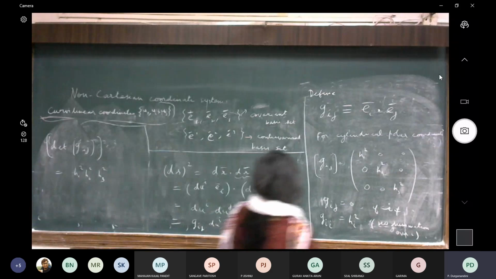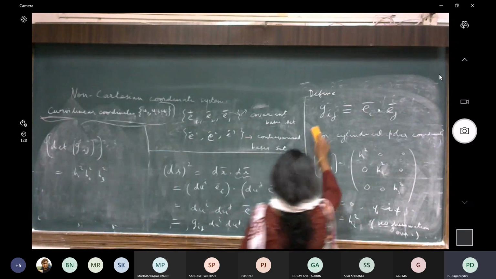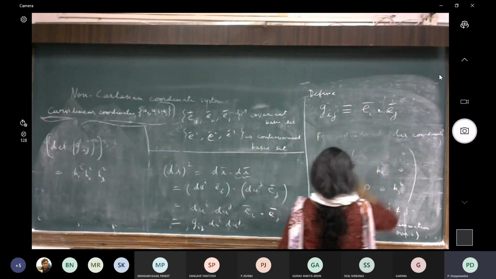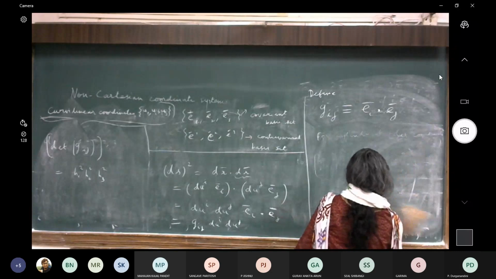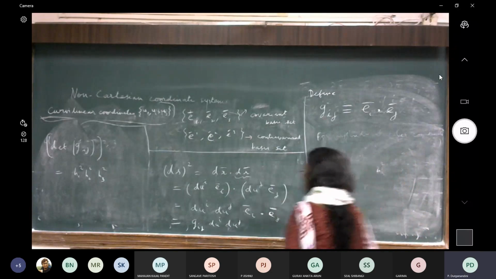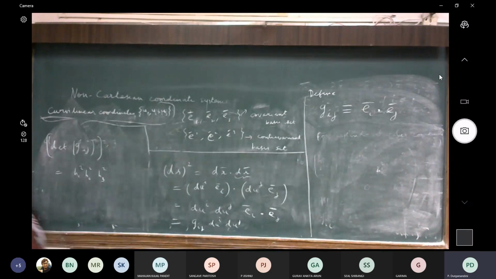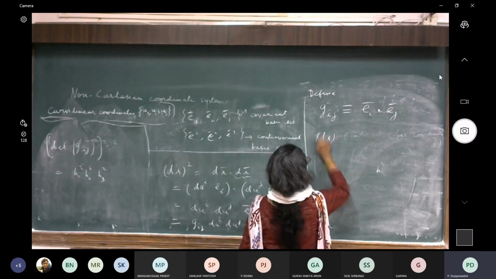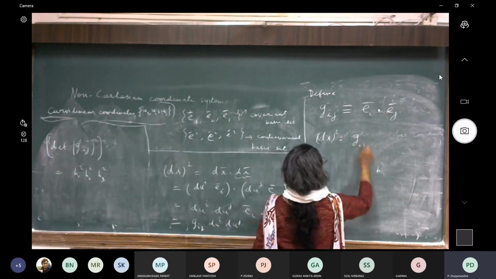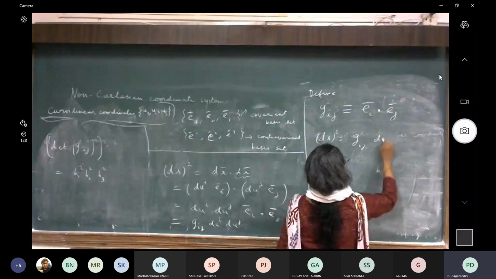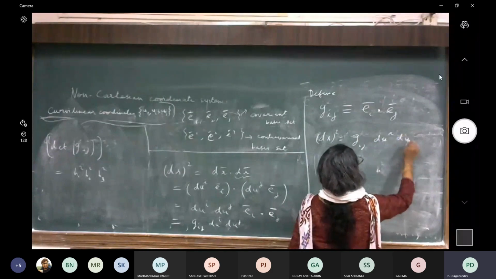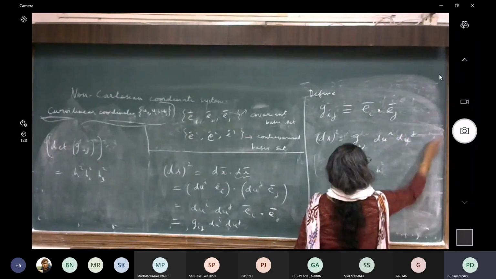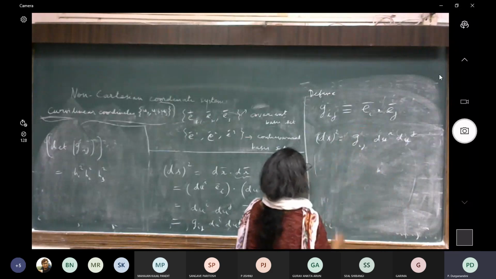And so therefore, if I use this definition, then the magnitude of an infinitesimal displacement ds squared becomes g_ij du^i du^j. Okay, where I have defined this g to be like this.